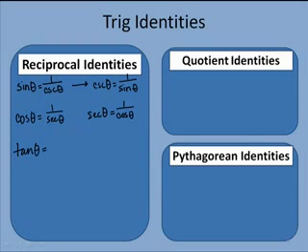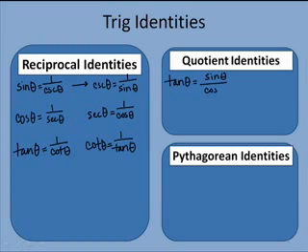And our fifth one here, tangent theta equals 1 over cotangent theta. And I bet you can figure out this one. Cotangent theta equals 1 over tangent theta. Okay, now let's write down our quotient identities. Tangent theta equals sine of theta divided by cosine of theta. And cotangent theta equals cosine theta over sine theta.